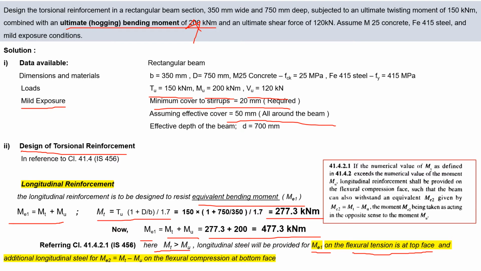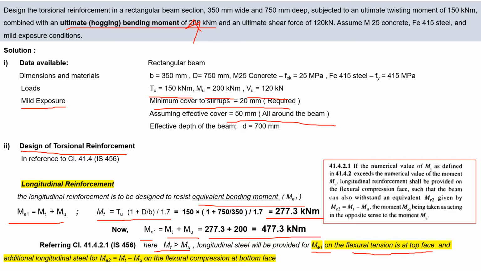If this was the sagging moment, that means it was positive bending moment, then we would have to design in the other sense. That means the reinforcement required to take care of Me1 would be taken in the flexural compression zone.